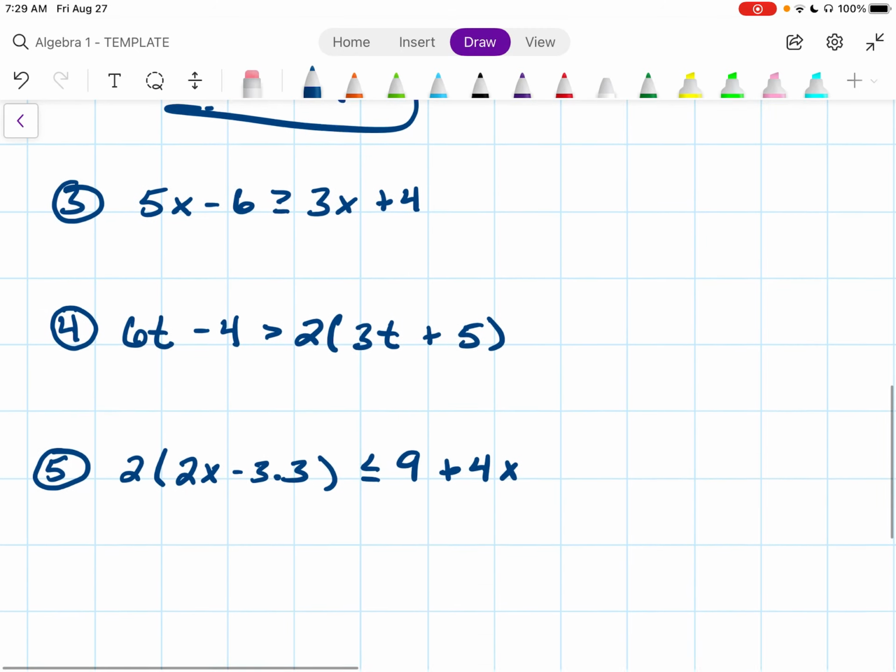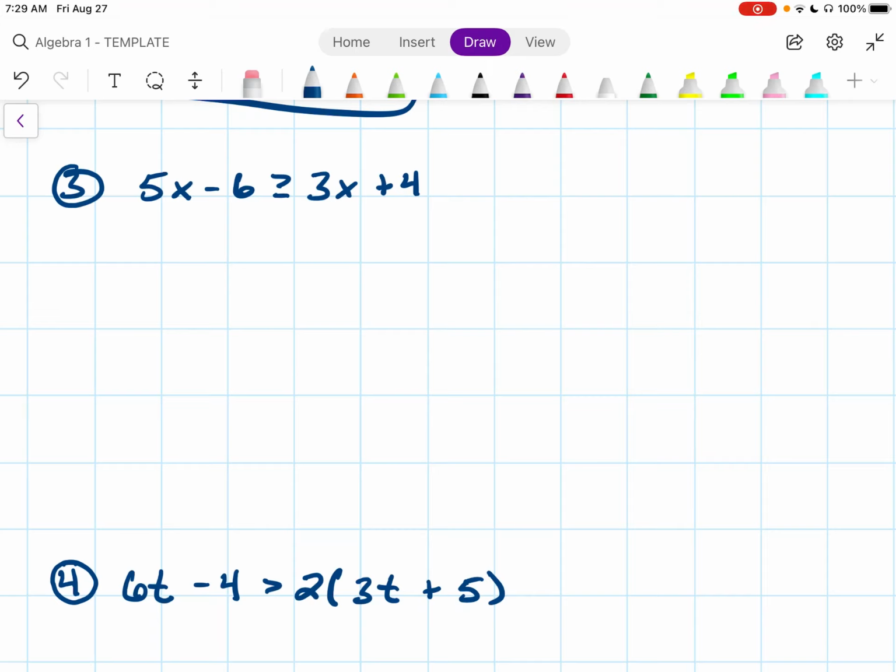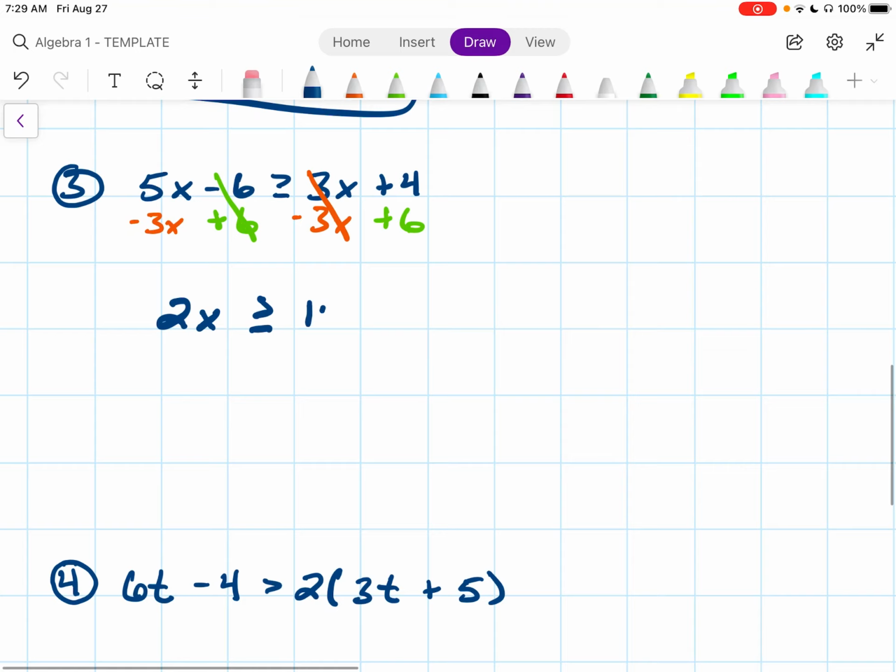All right, number 3. I'm going to put my x's on the left, so I'll subtract 3x from both sides. The 3x's cancel, and I'll add 6 to both sides. The 6's on the left cancel. So 5x minus 3x is 2x, still greater than or equal to, and then 4 and 6 give me 10.